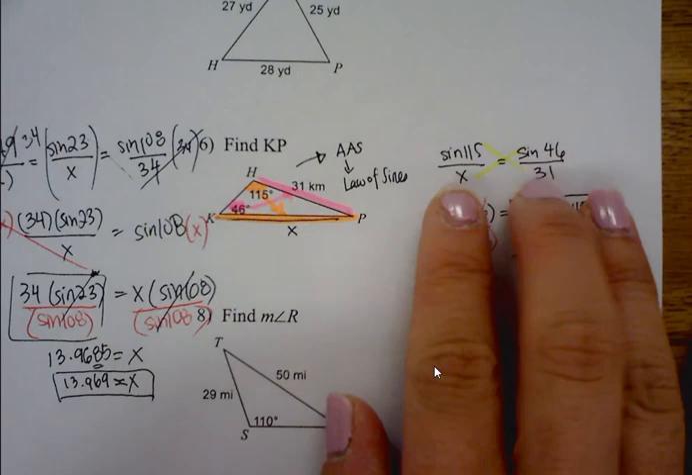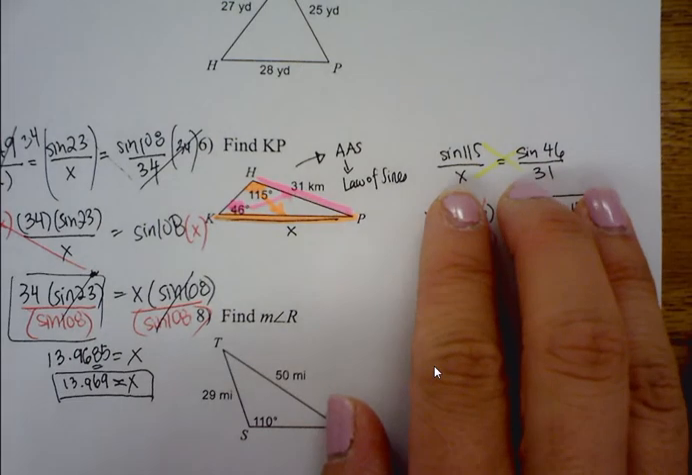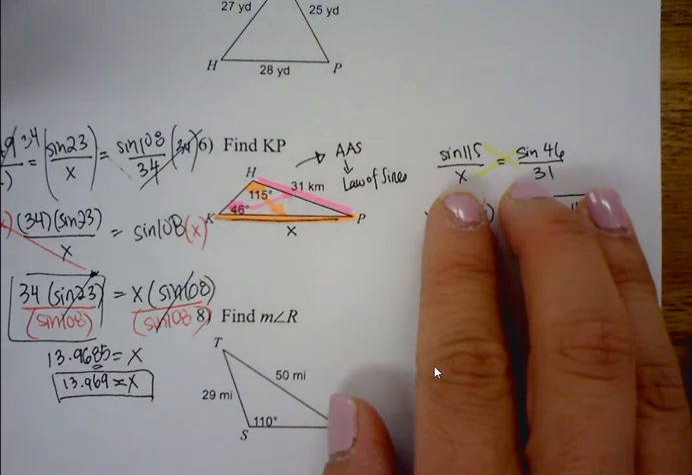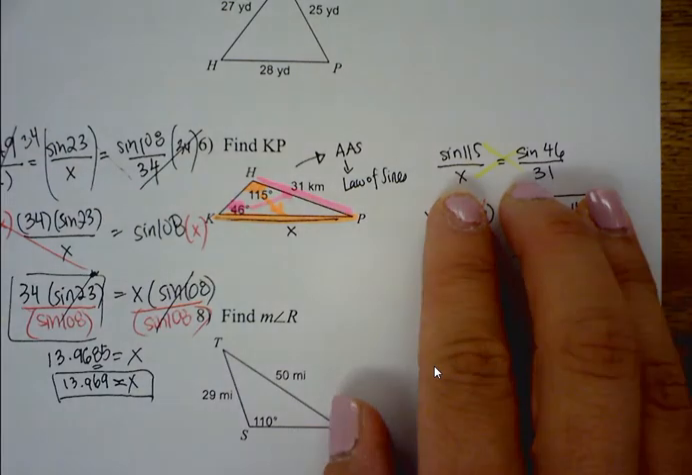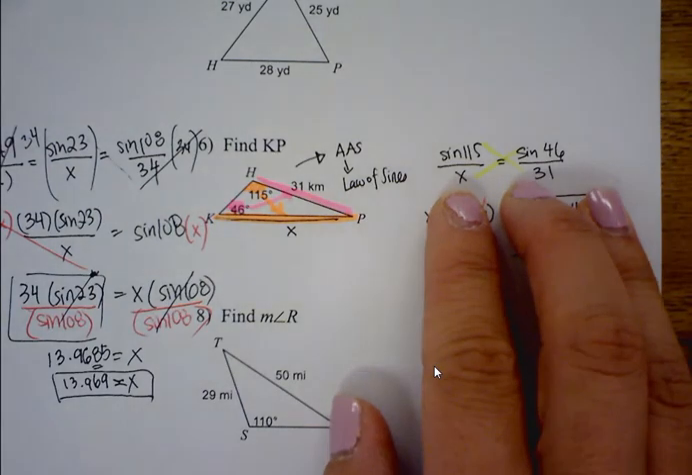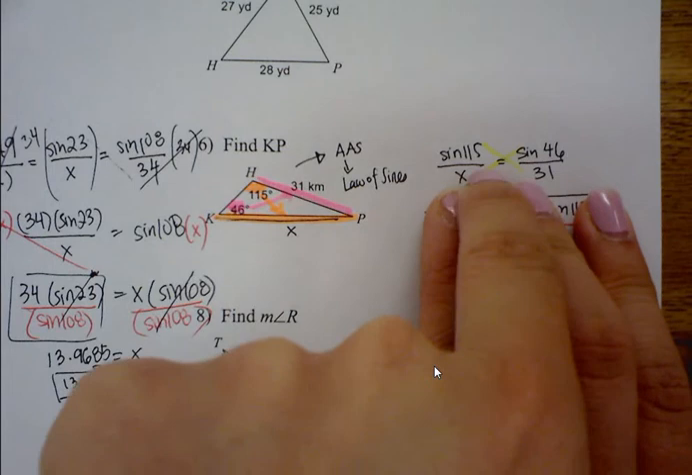So the first step is knowing how to set it up. If you don't know how to set it up, then make sure you do some practice until you figure out how to set it up. And again, on Schoology, I posted even more practice problems for you to set it up. Now what? Cross multiply. x times what?